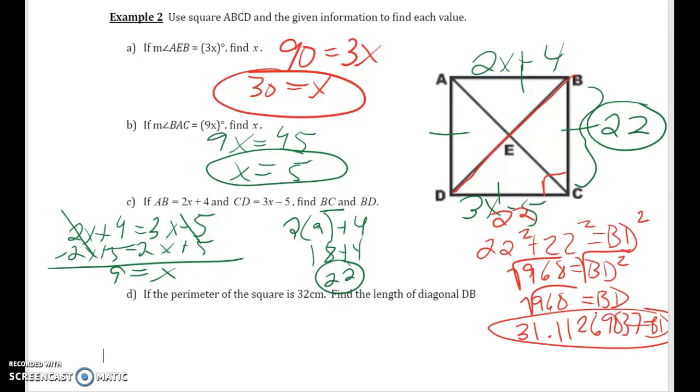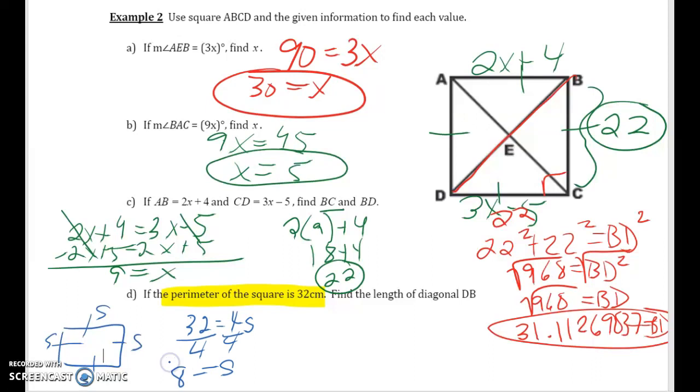For part D, it says the perimeter of the square is 32. So if we know all 4 sides are congruent, perimeter is the distance around the figure. So we know that 32 equals s plus s plus s plus s, or 4s. Divide both sides by 4, we get that each side measures 8.